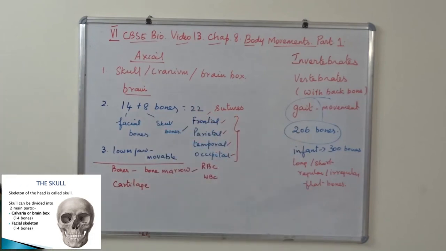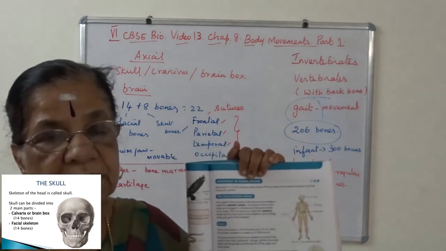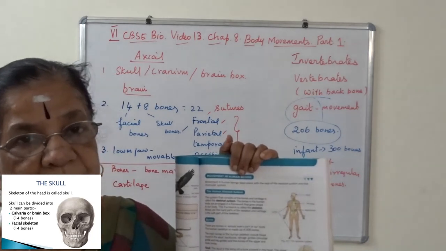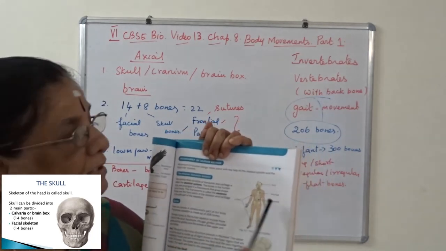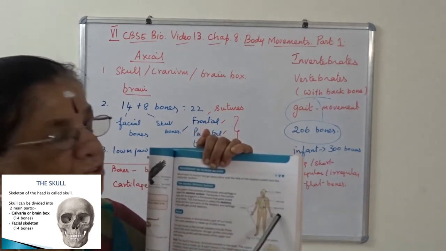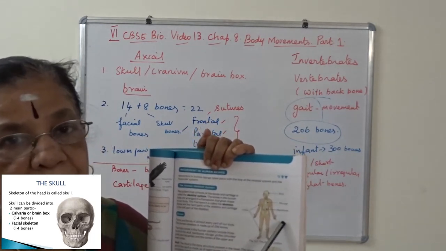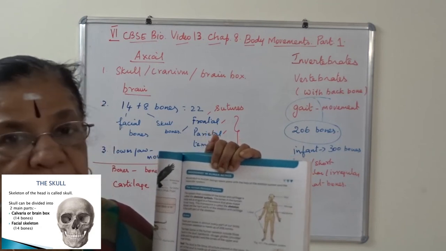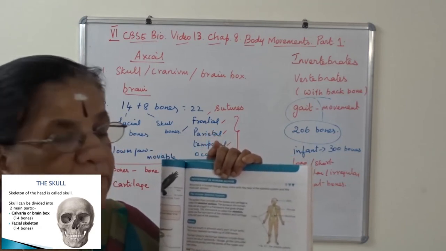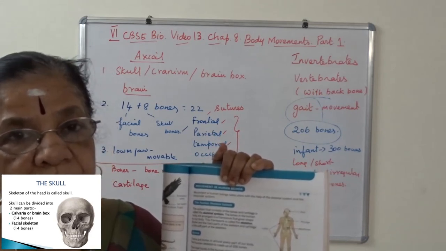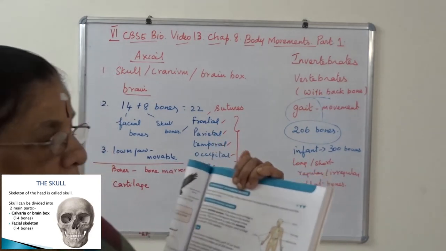The skeleton is formed of axial skeleton and appendicular skeleton. Two major divisions, axial skeleton and appendicular skeleton. The axial skeleton has the skull, ribcage, and vertebral column, the backbone. Then the appendicular skeleton has bones of the upper limb and bones of the lower limb. I hope you follow.